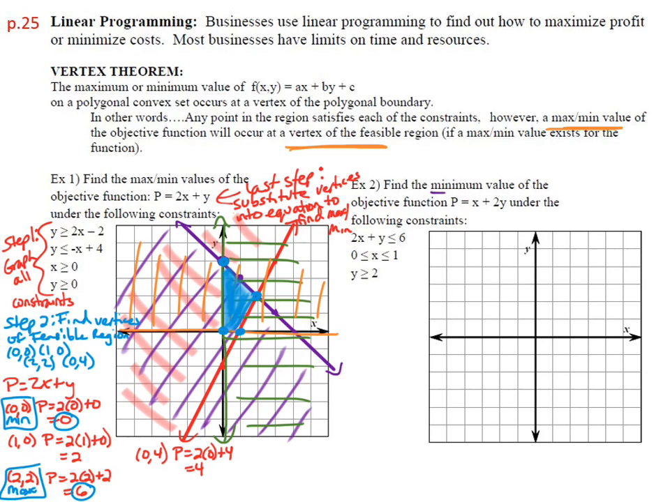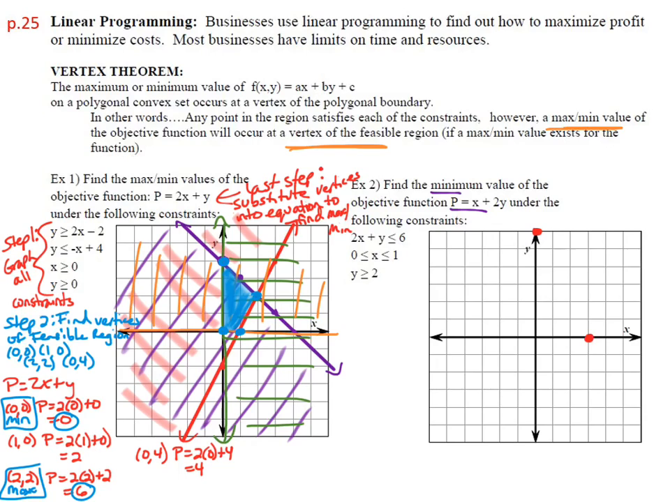Looking at number 2, we want the minimum value with our objective function p equals x plus 2y under the constraints 2x plus y is less than or equal to 6, 0 is less than or equal to x, which is less than or equal to 1, and y is greater than or equal to 2. Starting at 2x plus y is less than or equal to 6, we're in standard form, so I'm going to use my x and y intercepts. My y-intercept is going to be up here at 6, and the x-intercept will be over here at 3.